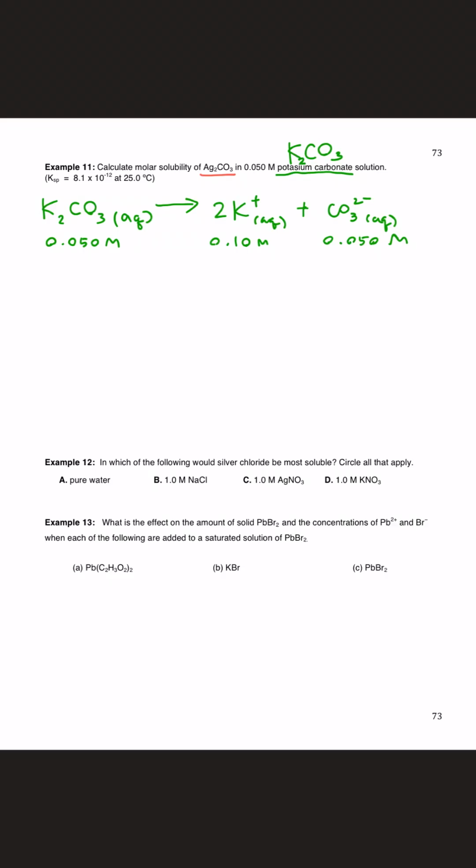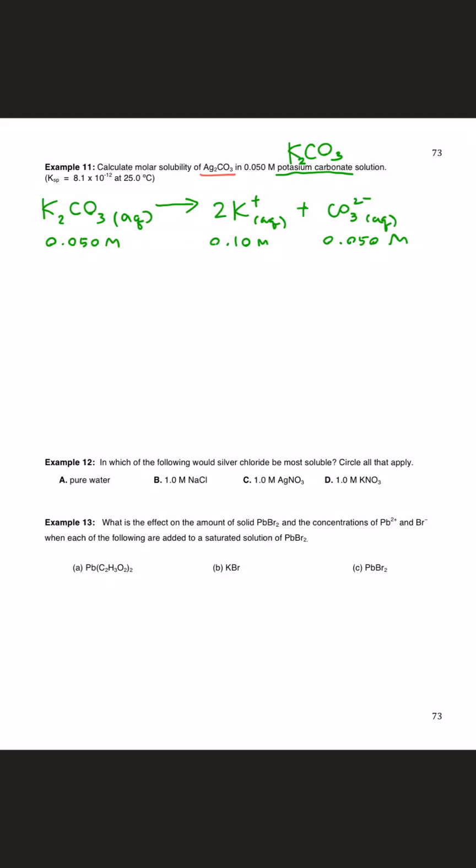And what is the identity of the potassium carbonate then? If you look up potassium carbonate in the solubility rules, you will see that potassium carbonate is going to be a soluble salt. So we're going to start with aqueous. This salt will completely dissociate, giving off 2 potassium ions and 1 carbonate ion, which means that if you start with 0.05 molar of potassium carbonate, you are going to end up with 0.10 molar of potassium ion and 0.050 molar of carbonate ion.